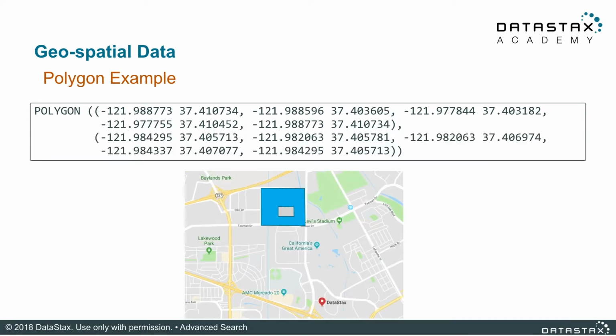This example here shows a polygon with an inner bound. Inside the first set, there are two additional sets of parentheses, separated by a comma, with the first being the outer bound and the second being the inner bound. This would look like the shape on the map here, with a rectangular hole somewhere in the middle.